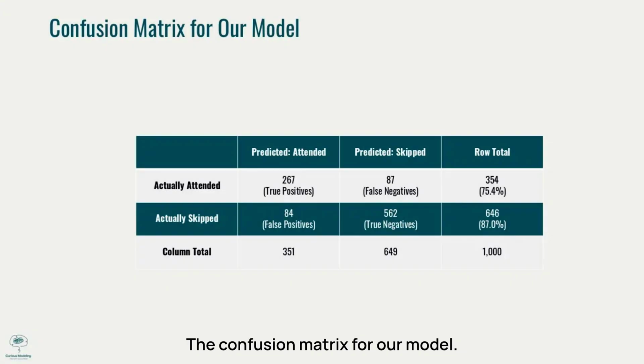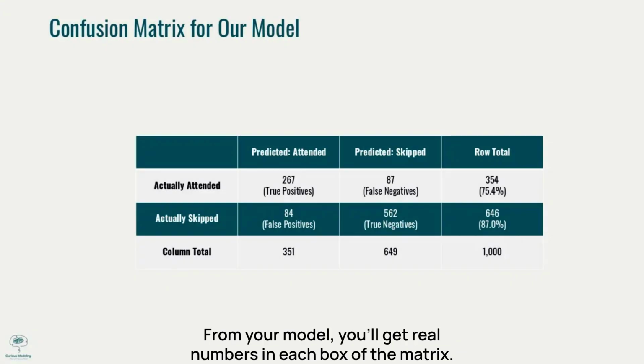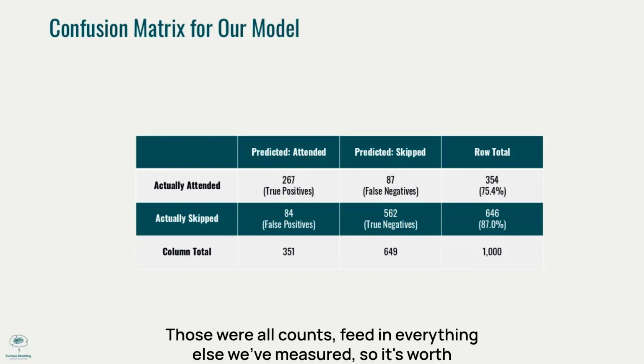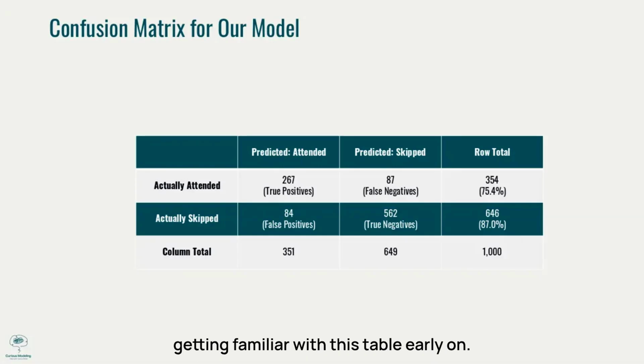The confusion matrix for our model. From your model, you'll get real numbers in each box of the matrix. Those raw counts feed into everything else we measured, so it's worth getting familiar with this table early on.